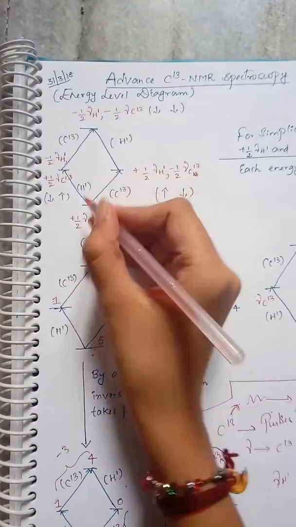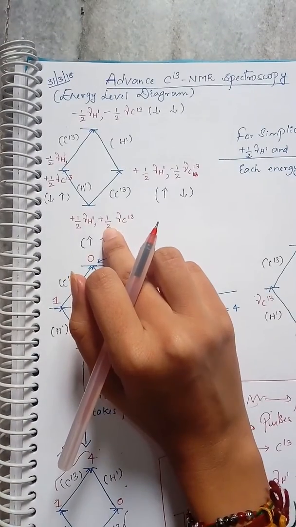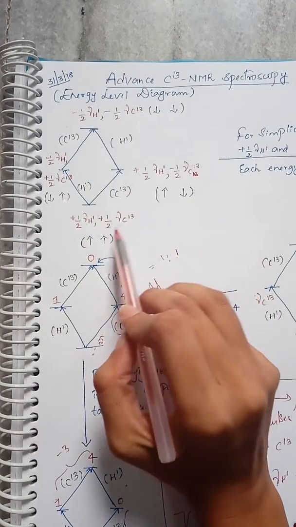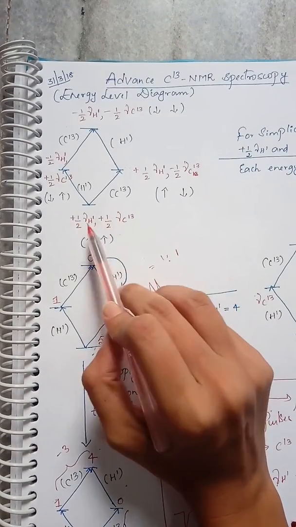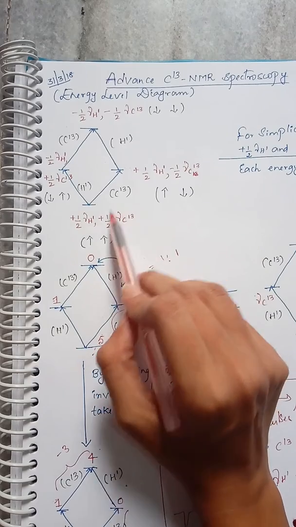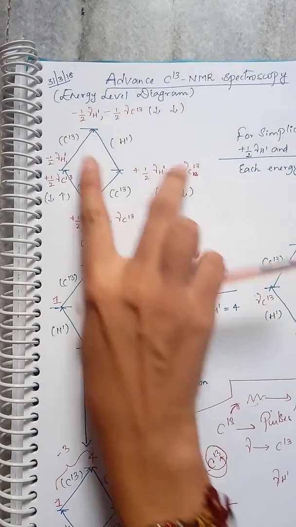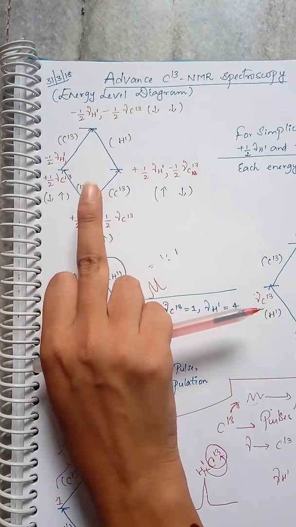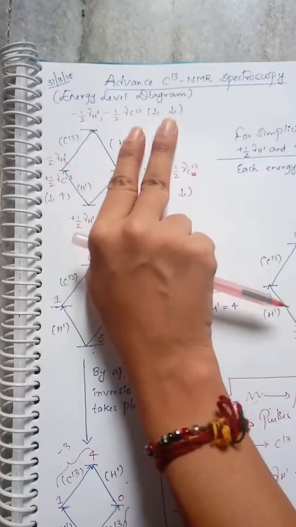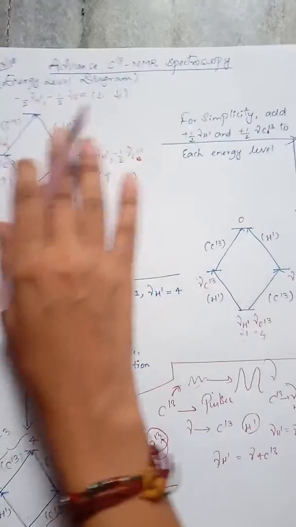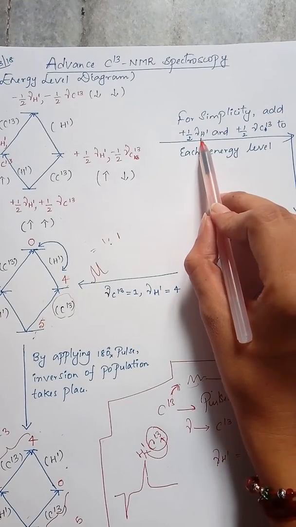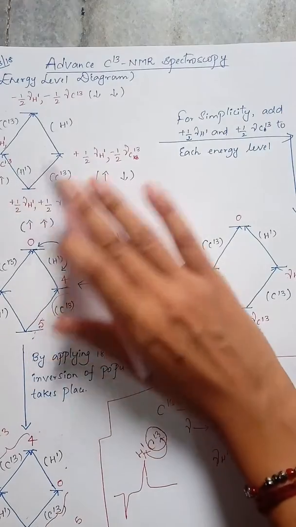So what we do here is that we take the 4 energy levels. The first energy level has the 2 up spins, that is plus half proton and plus half gamma C13. Gamma is your gyromagnetic ratio. The other 2 degenerate levels are up-down and down-up, and the upper one is with 2 down spins. This looks a little complicated, so I'll simplify this by adding plus half proton and plus half C13 to each energy level.